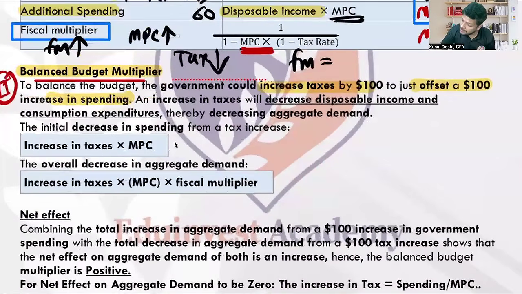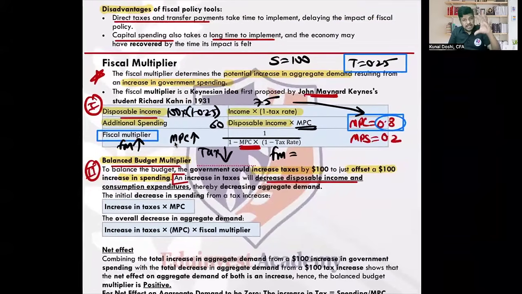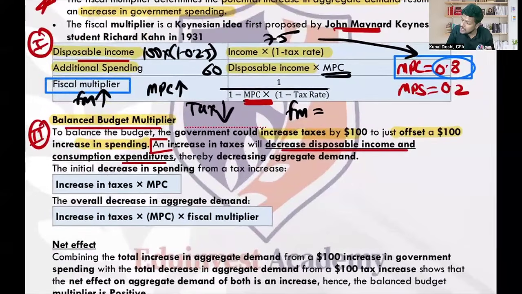But what will happen due to the increase in taxes? The disposable income that we calculated here will reduce. And that will lead to a decrease in aggregate demand, the opposite. So there will be an initial decrease in spending. How much will be the decrease in spending? And that will lead to a decrease in aggregate demand. So whatever is the increase in taxes times the marginal propensity to consume.